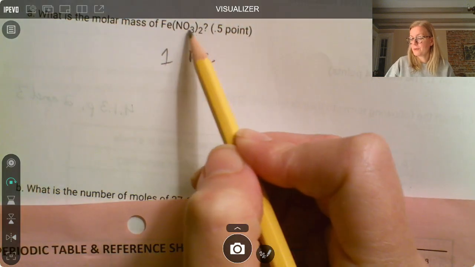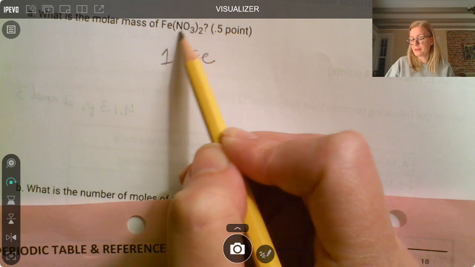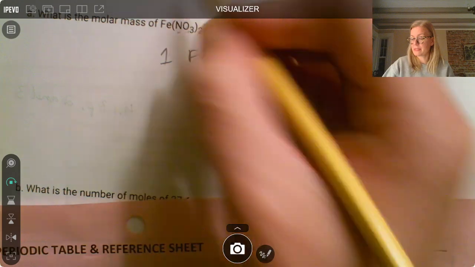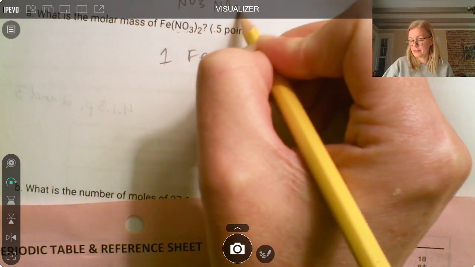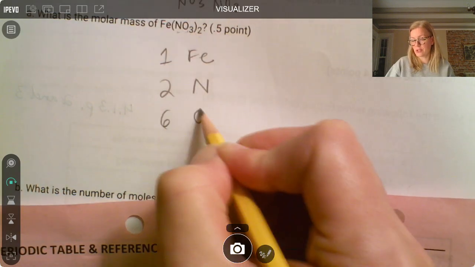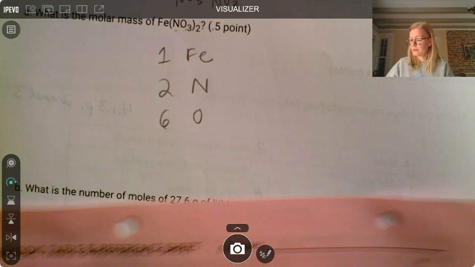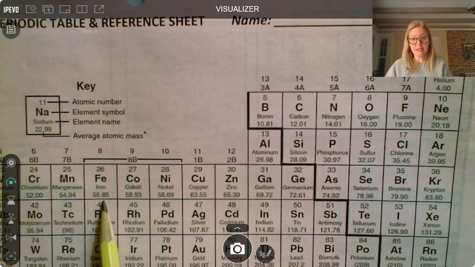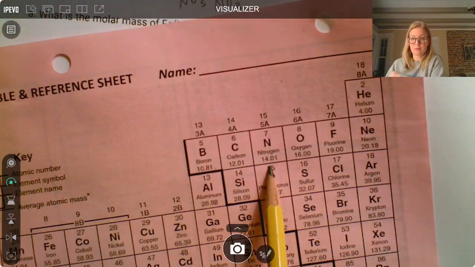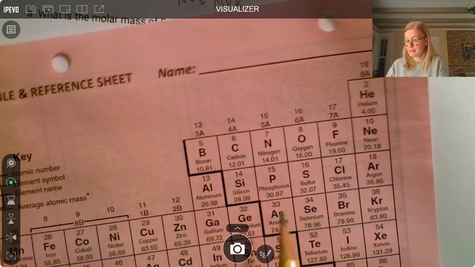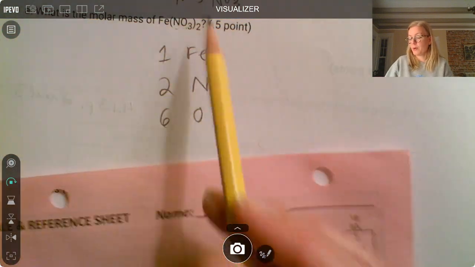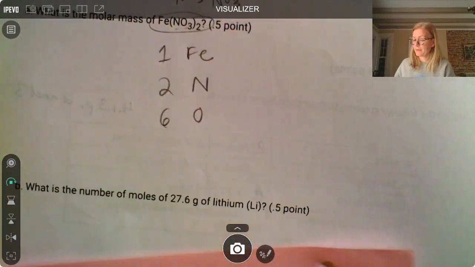And then this NO3, the N and the O are capitalized, so that's nitrogen and then 3 oxygens, but then there's a 2 on the outside of that. So it's essentially NO3 twice. So you can see there's 2 N atoms, and then there's 6 oxygen atoms, okay? So what you need to do is do 55.85 plus 2 times the molar mass of nitrogen, which is 14.01, plus 6 times the molar mass of oxygen, which is 16. Okay? And that's the grams in a mole of FeNO3. All right?